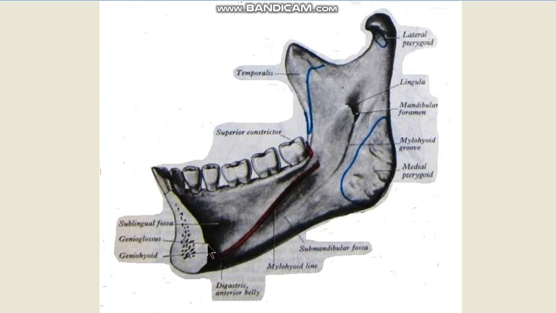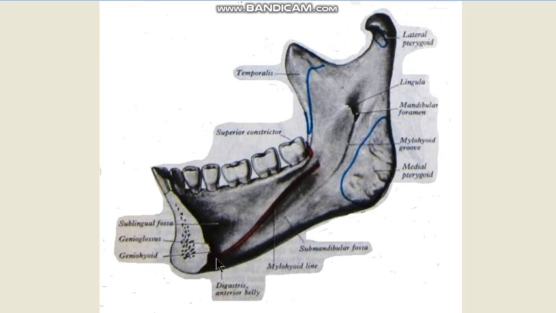And this genioglossus muscle is going to form the major bulk of the tongue muscle over here. So you have genioglossus forming the bulk of the tongue and geniohyoid going down into the hyoid bone. And you have this oblique mylohyoid line coming right up to the digastric fossa. And to this mylohyoid line is attached the mylohyoid muscle.